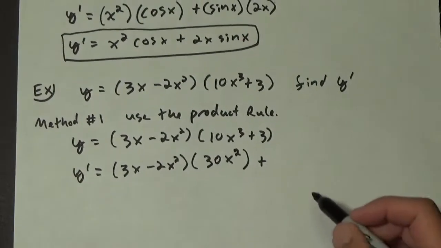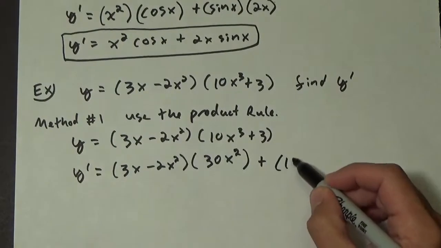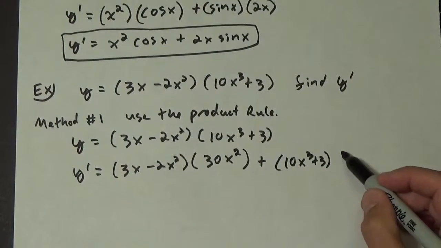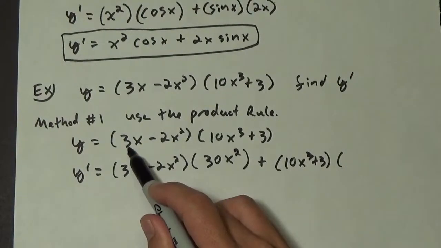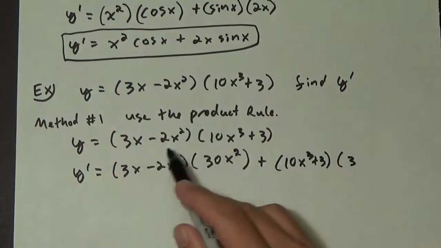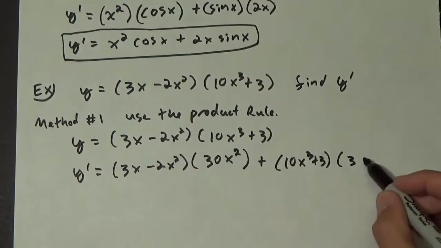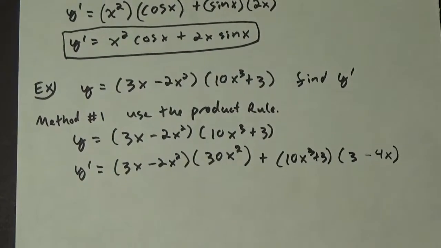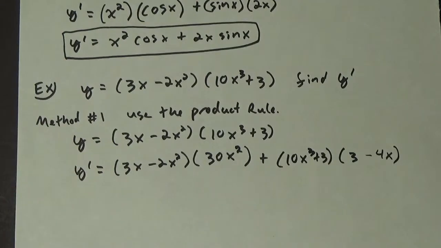Then we're going to add on to this the second, which is 10x cubed plus 3, times the derivative of the first. So the derivative of 3x is just 3, and the derivative of a negative 2x squared is a negative 4x. Okay, there we go. So technically we have our derivative. Of course, once you get your derivative, you always want to try to simplify it as much as possible. So let's go ahead and do that.